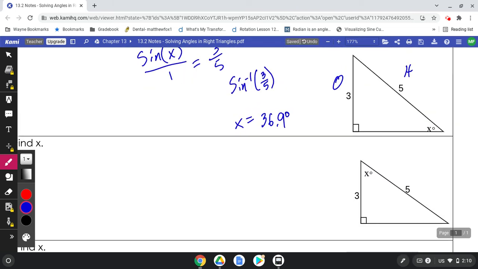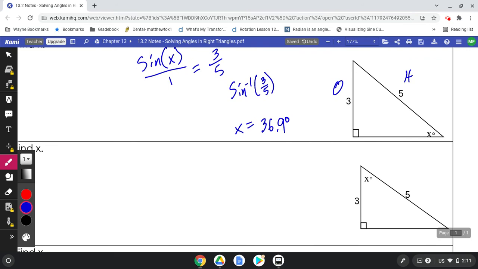Now, let's look at the next one. You might notice the numbers are the same, the difference is where the x is located. So this is still the H, the 5. The 3 is going to be your adjacent, next to. We have A and H, so we will use cosine. So cosine of x, all that over 1, equals A over H, so 3 over 5.